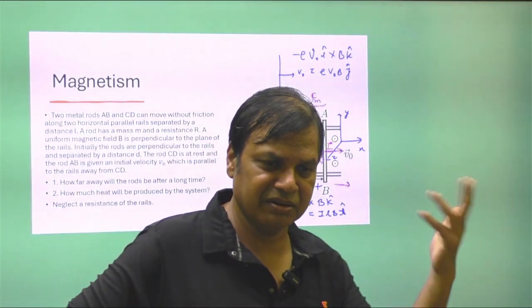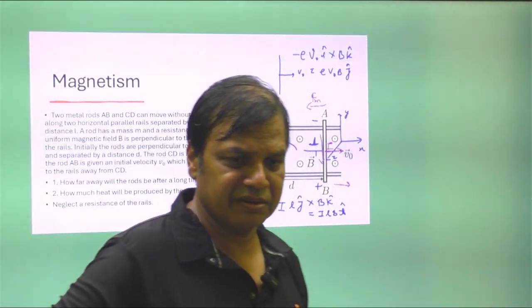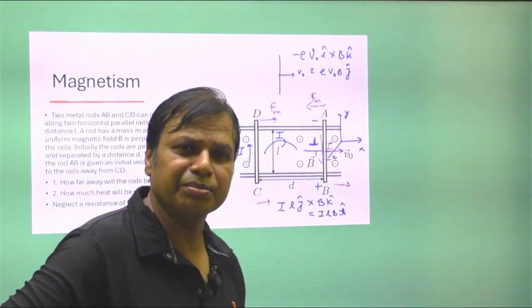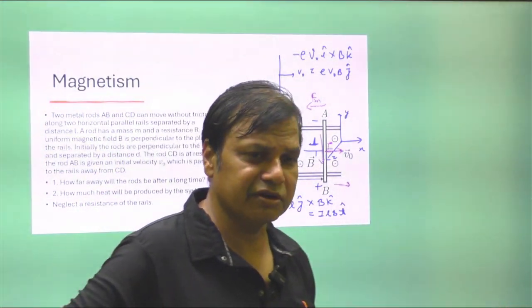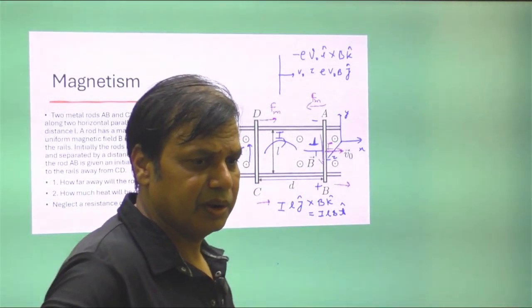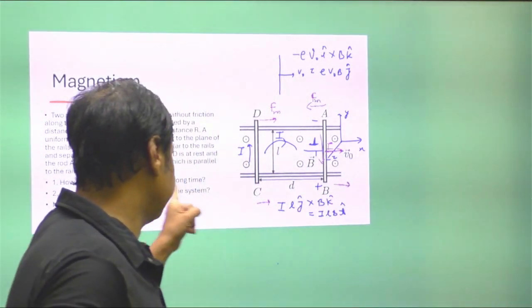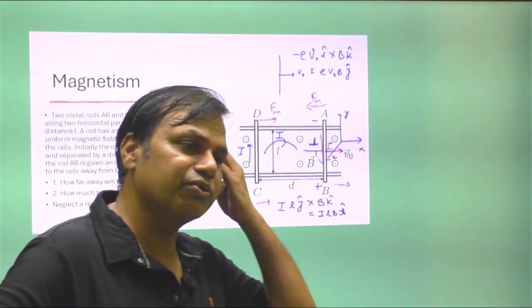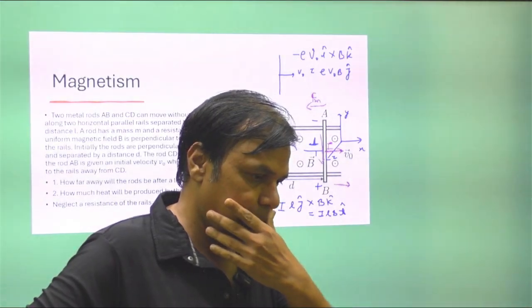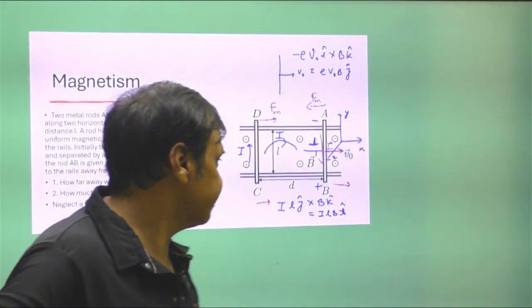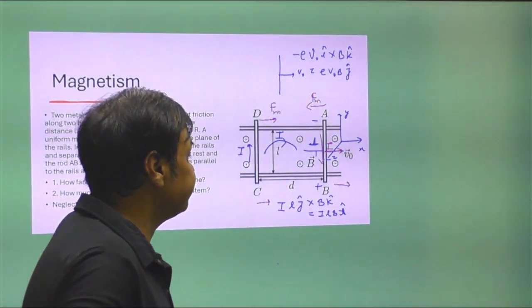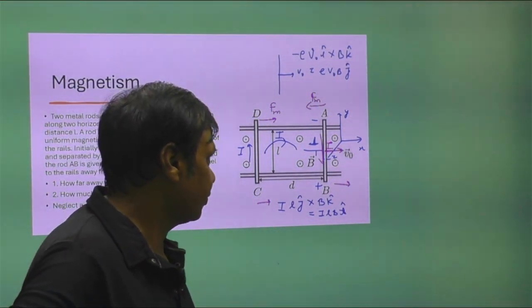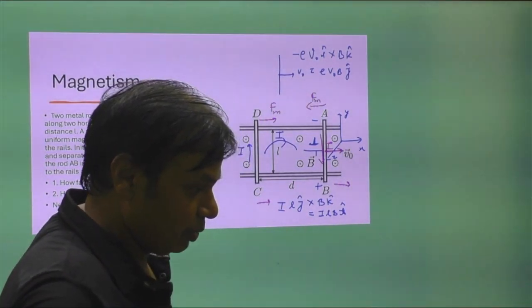The rails are present there, and the rails will form a path for them. So that is the question. What happens after a long time? We are not going to find the time, but we can see the consequences. This thing is going to happen. So how can we solve this problem?